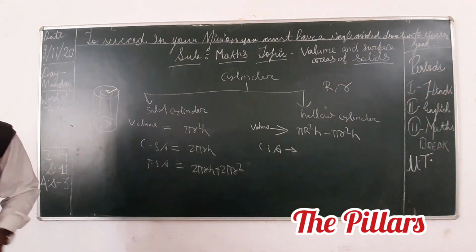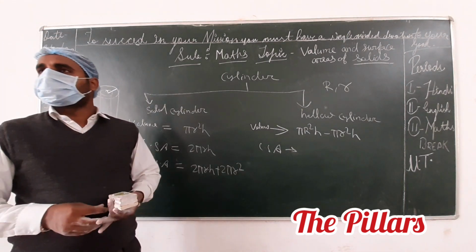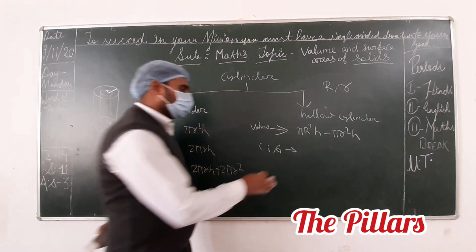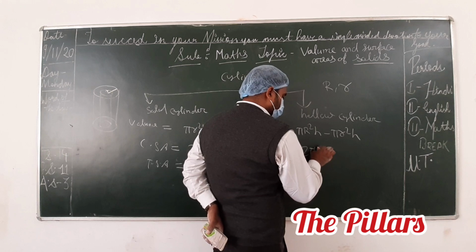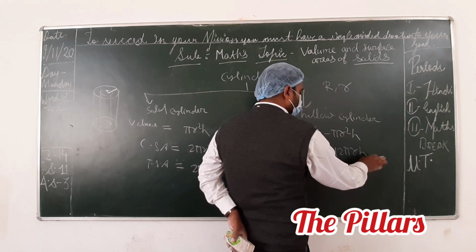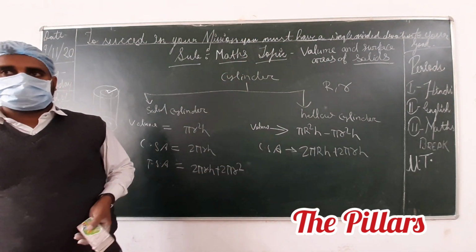Anirudh, listen. Sir, the formula is 2 pi capital R h plus 2 pi small r h. Here we speak about 2 pi capital R h plus 2 pi small r h. Is it right? Yes, it's right.